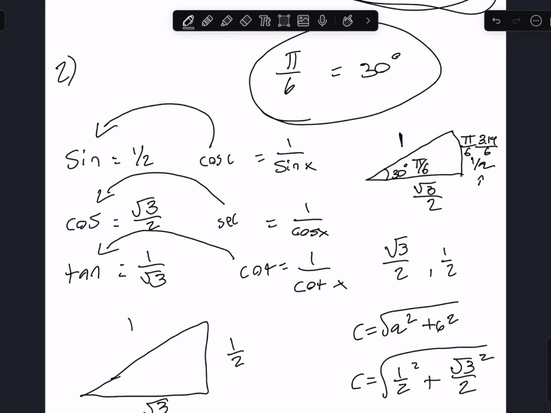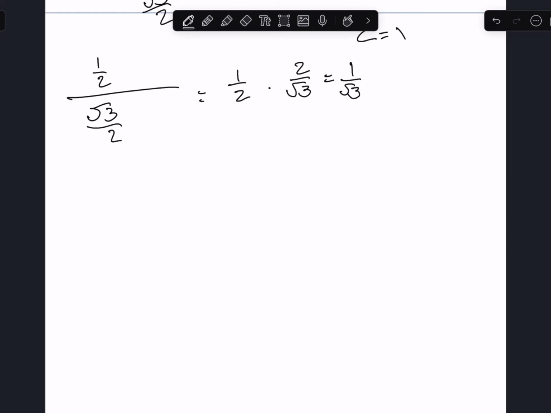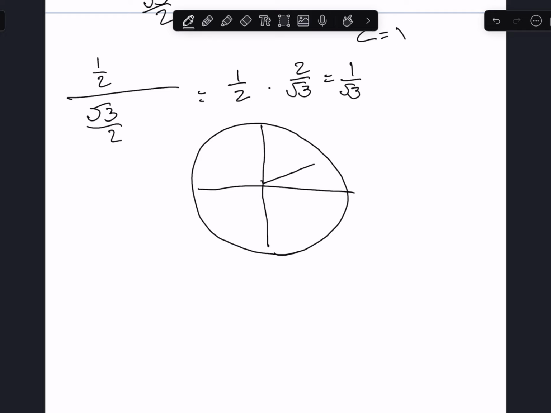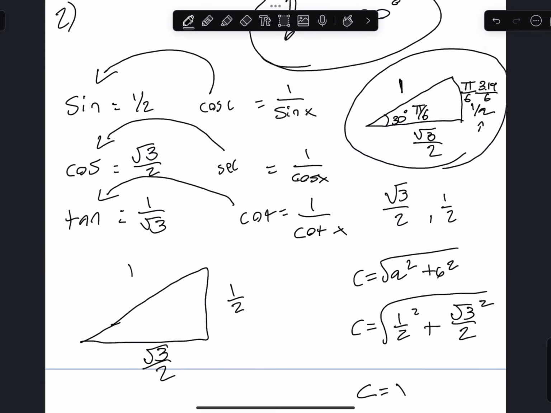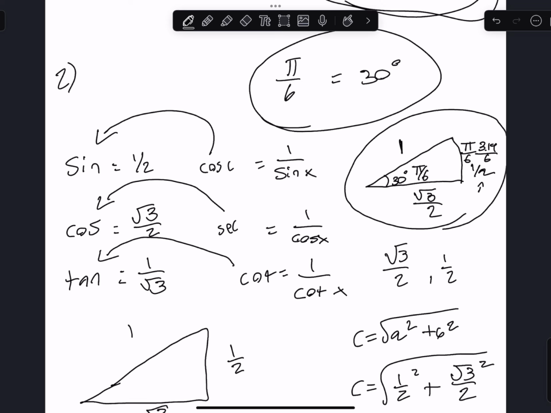If we look at our unit circle, this right here is just a small part of the unit circle. Our unit circle would be like this, and right here, pi over 6. And using the unit circle, we can find the 6 trigonometric values of any triangle.